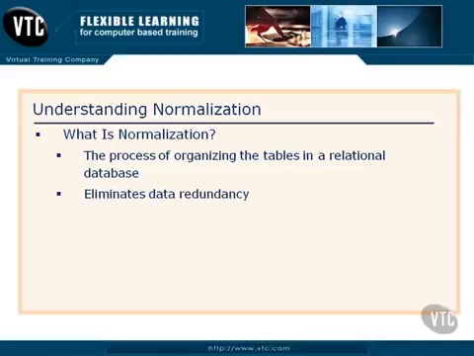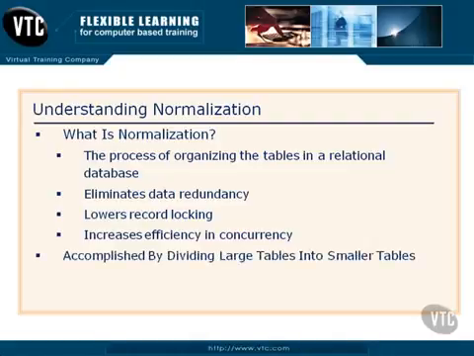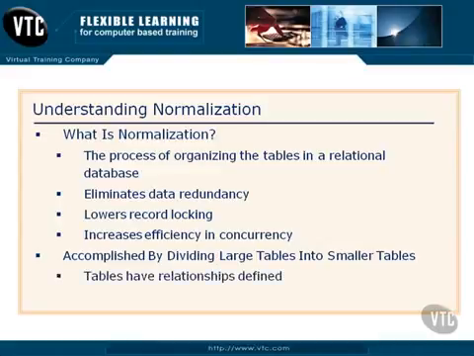And it's a design structure that has a simple goal of eliminating data redundancy. We don't want to store data twice in our database. It also helps lower record locking so that more people at once can use the database, and therefore it's increasing the efficiency and concurrency. A very simple way to describe how normalization is accomplished is we just divide the large tables into smaller and smaller tables, and then we create relationships between those tables so that when we need to pull data from both tables, we can connect them back together.